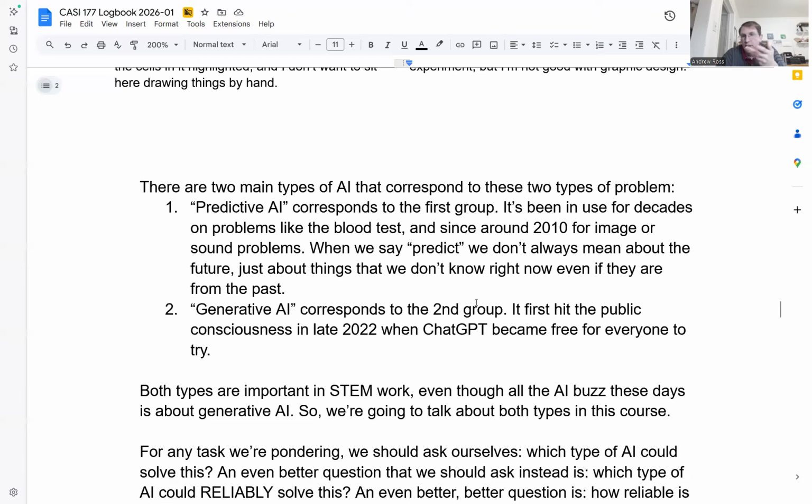Generative AI is the second group, like I said, and it first really hit the public in late 2022 with ChatGPT. Both types are important in STEM work, even though generative gets all the press these days. So we're going to be talking about both types in this course because predictive AI is just as important in science and technology and engineering and math.